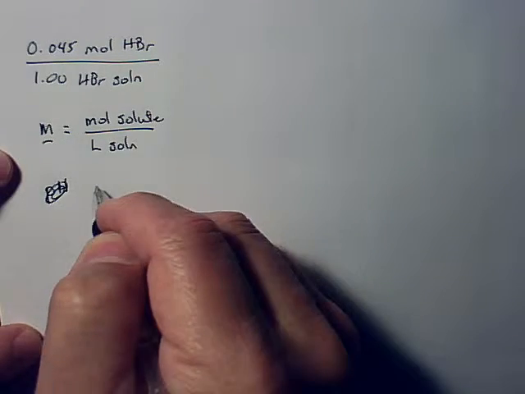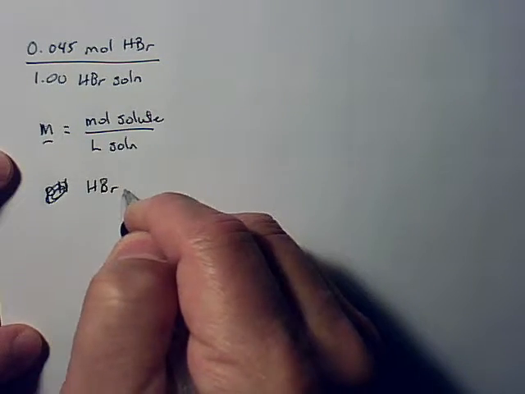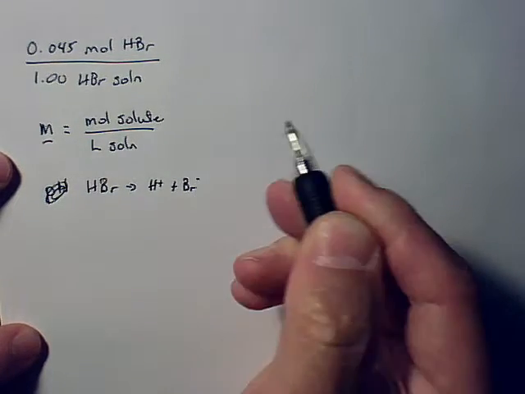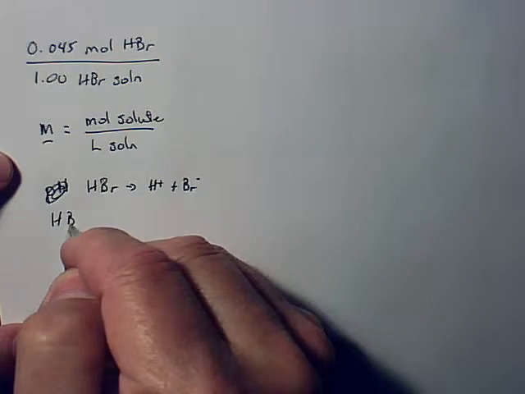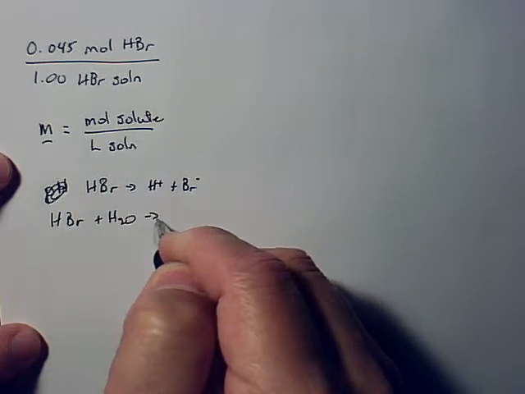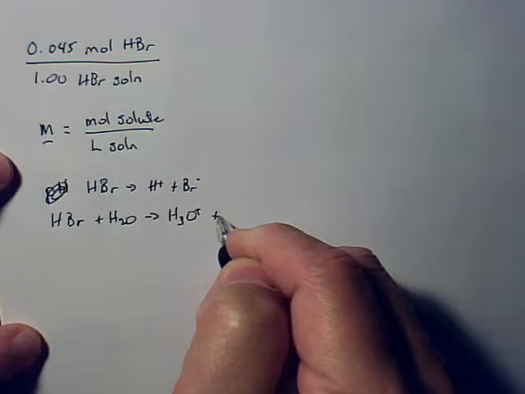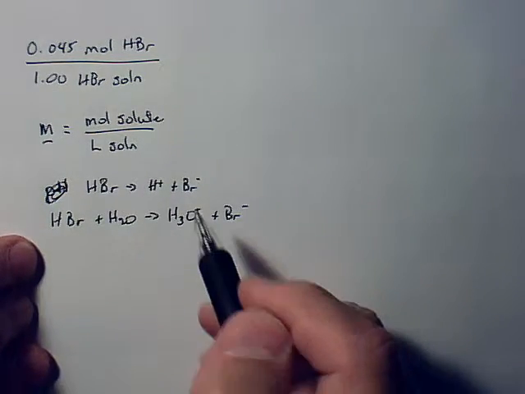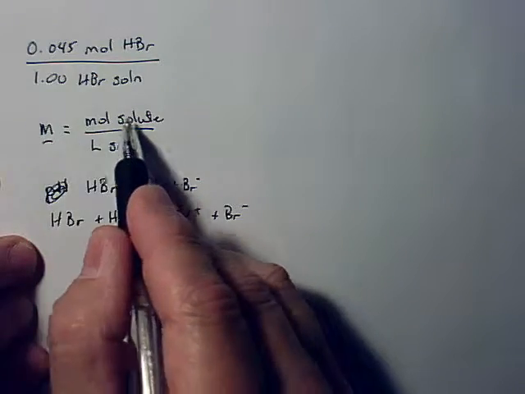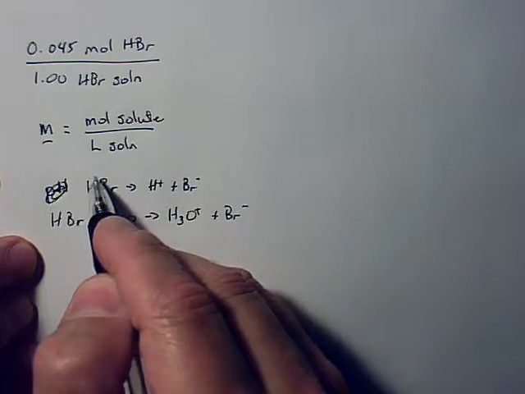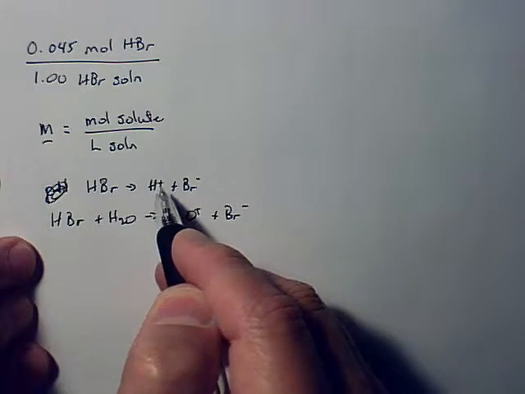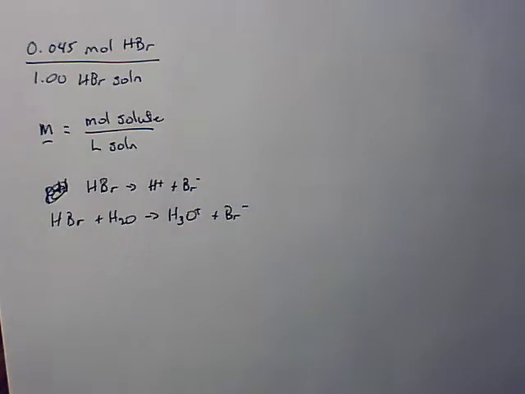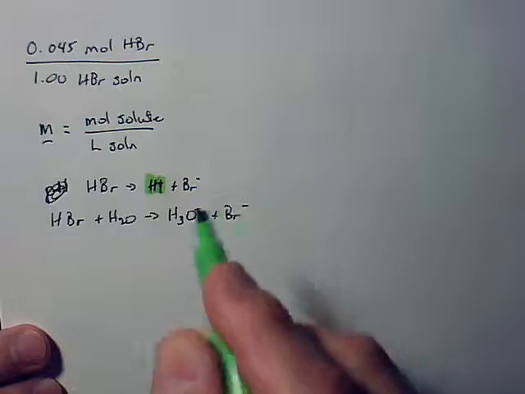Well, then the other thing you got to know is that HBr is a strong acid, so it's going to dissociate completely into H+ and Br-, or if we're using Bronsted-Lowry, HBr plus H2O gives H3O+ and Br-. I'm just showing you. So whatever the molarity of the acid, because this completely dissociates, for every one of these I get one of these, and therefore the concentration of the hydronium or hydrogen ion. This is using the Arrhenius theory.